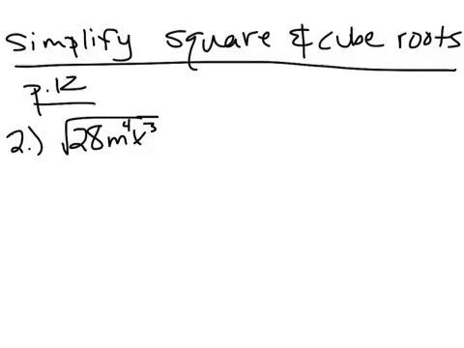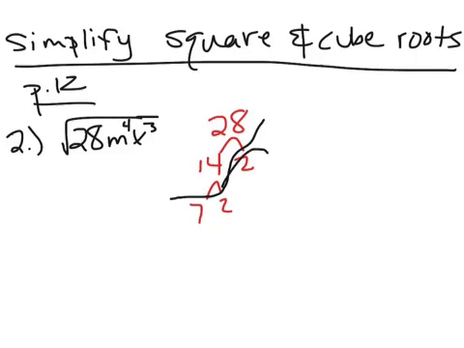Alright, but then we had something crazy like number 2, where it said, what's the simplest radical form of 28m to the 4th x cubed? Alright, so we're going to do the same thing. We're still going to do factor trees, but now we have to do it for 3 things. First, we have to do it for 28. And 28 is 2 times 14, and then 14 is 2 times 7. Alright, so all I care about, again, is this 2 times 2 times 7.